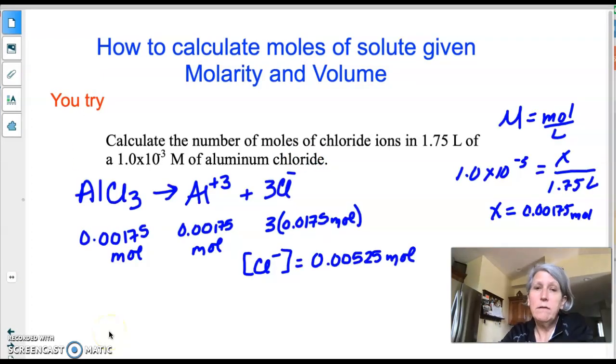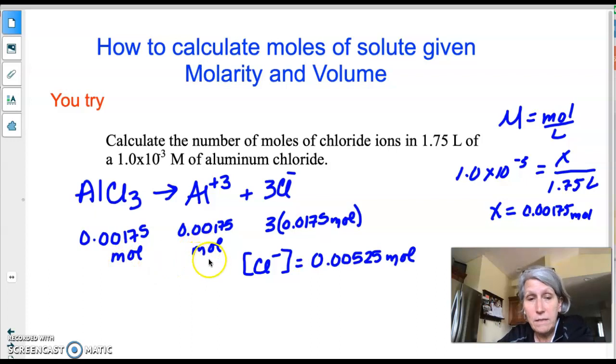Okay, so here is the solution. The first thing you would have to do is to figure out how many moles of aluminum chloride you have. So you use your molarity right here, and you'd say, okay, I'm going to plug in what I know. I know this is 1.0 times 10 to the negative 3 molar. This is moles, X, that's what I'm solving for, and this is the volume, which is already in liters for you, and you come up with 0.00175 moles. So that means you have 0.00175 moles of aluminum chloride.